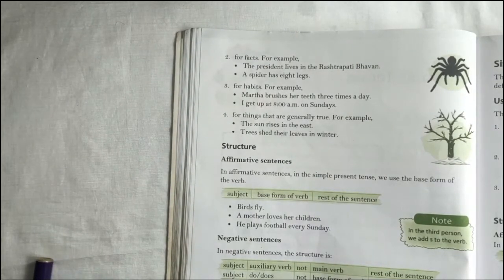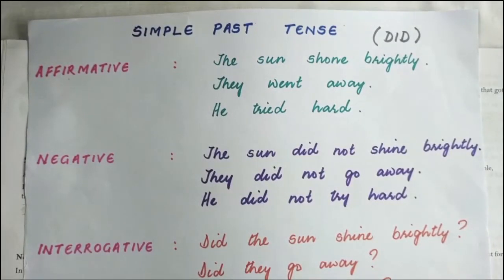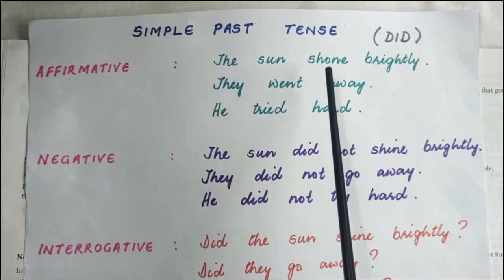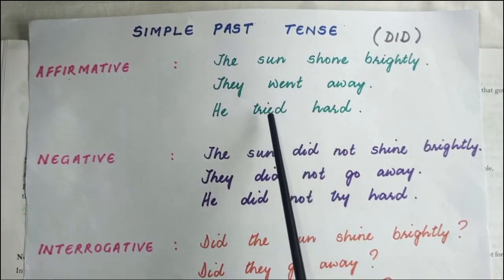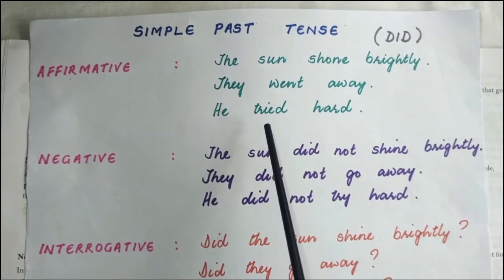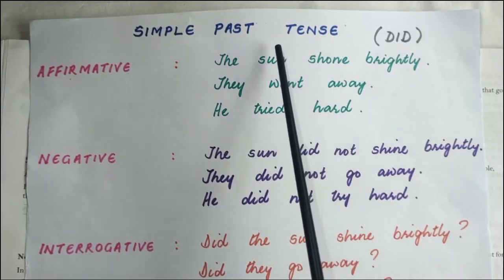So learn the uses of the simple present tense. Now let's look at the simple past tense. The simple past tense is formed by using the second form of the verb. Remember, I told you to learn the basic forms of the verbs that were written down in your class 5 textbooks. Those different forms are very, very important when you are constructing your tenses. Okay, so the simple past tense.